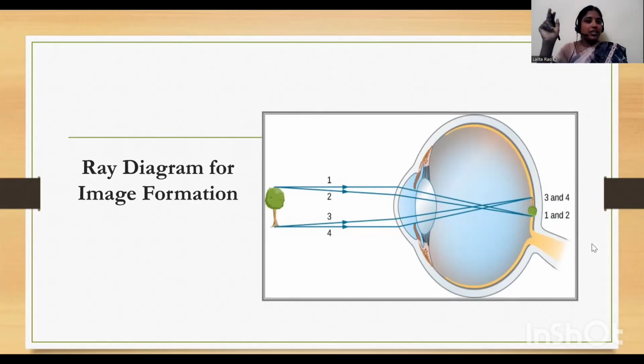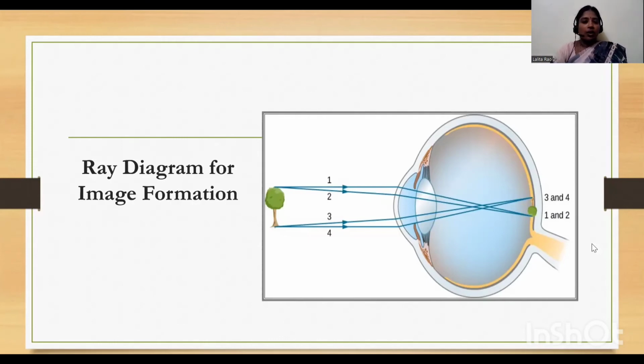So what type of image is formed? The image formed by the human eye on the retina is real and inverted. Why is it a real image? Because it is obtained when the rays of light actually meet at a particular point, because of actual intersection of rays of light. So that's why it's a real image. And the image is inverted, but then the brain identifies and helps us to see the straight objects.